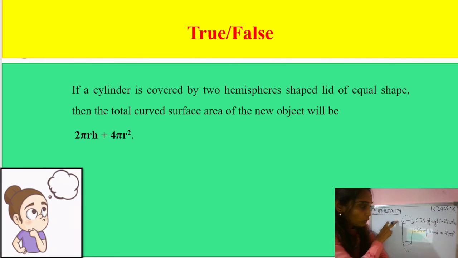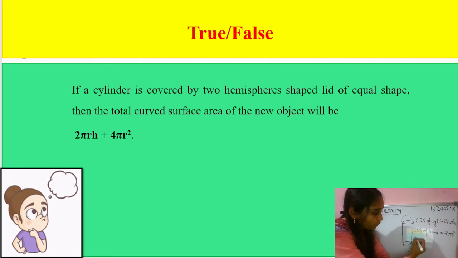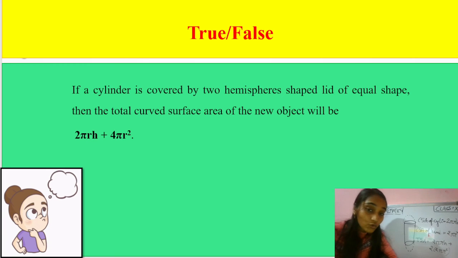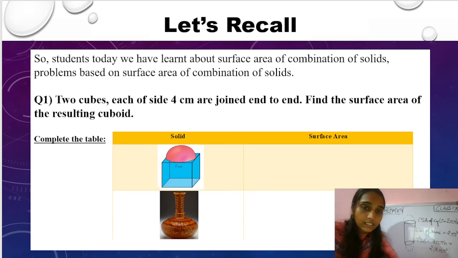So we have two hemispheres with us. So in order to find the total surface area, we can add 2 pi rh plus 2 times 2 pi r square. So yes, now if you are able to say whether it is true or false, definitely it is true. Very good students.